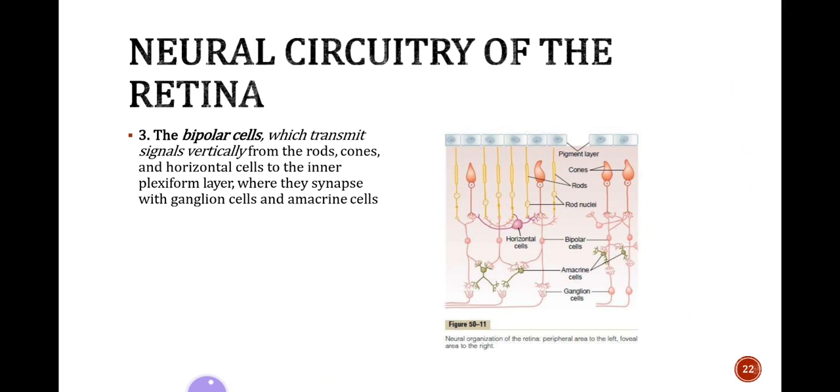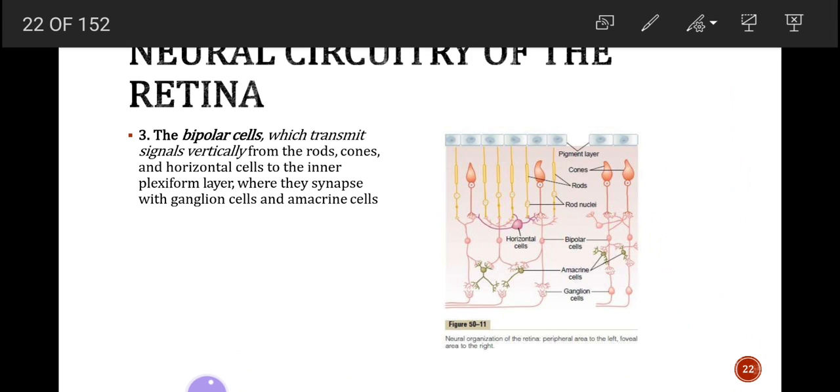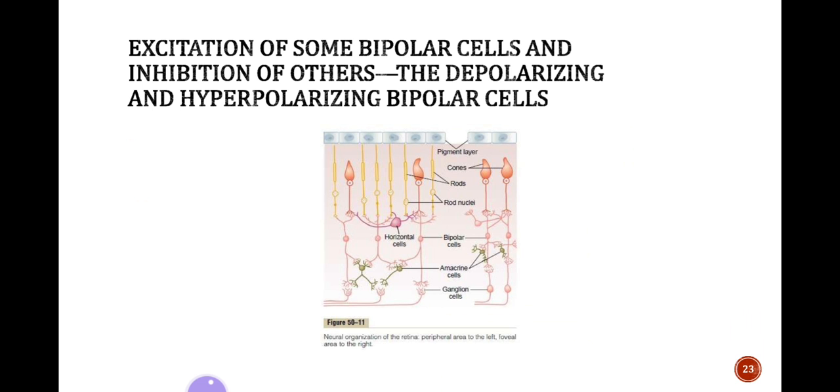Next, bipolar cells. Bipolar cells transmit signals vertically from the rods and cones and horizontally to the inner plexiform layer, where they synapse with the ganglionic cells and the amacrine cells. Bipolar cells work either by depolarizing themselves or by hyperpolarizing.